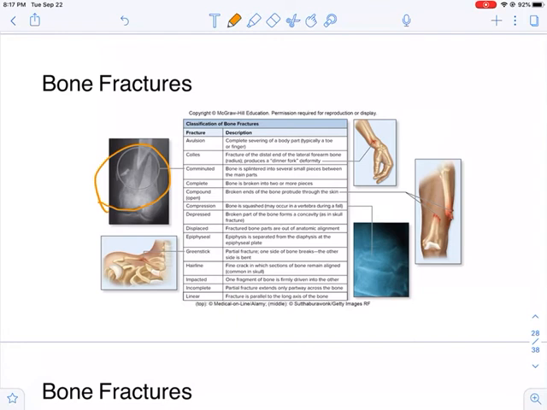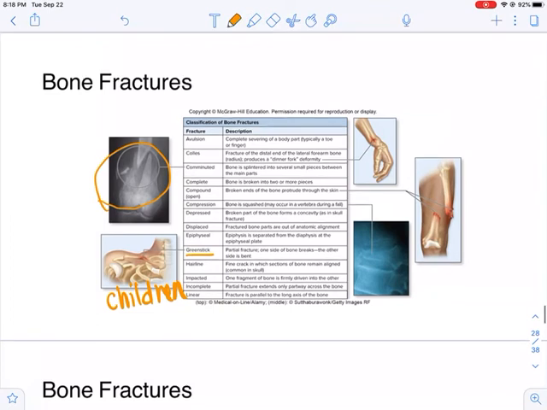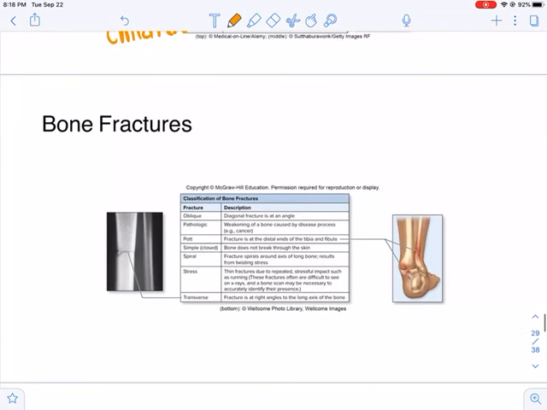Another one that they have on here is mostly seen in children. That's the greenstick fracture. This is more in children because their bones are still pretty bendable, and so they don't break all the way. They just kind of bend, or you might get a little bit of a partial break. A lot of people will get things called incomplete or hairline fractures in their bones.